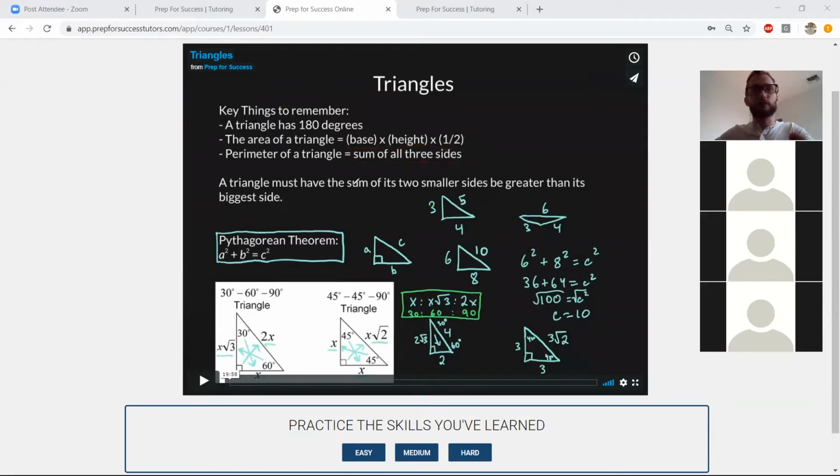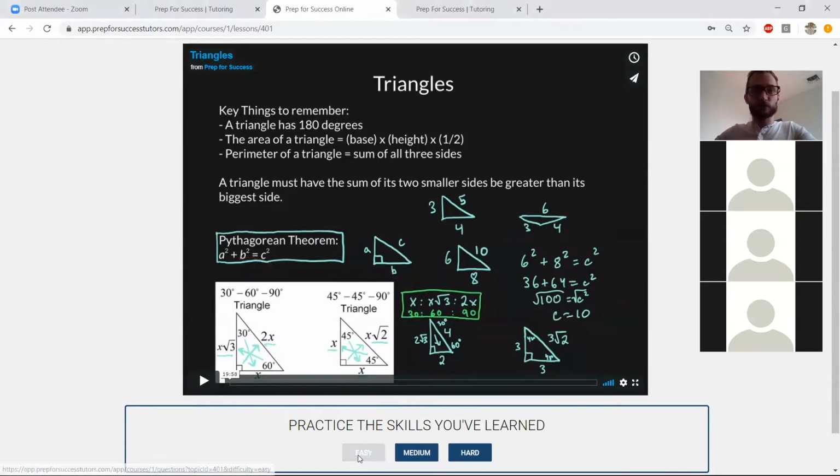Things you probably would have learned already. Pythagorean Theorem, right? It's only for right triangles. A squared plus B squared equals C squared. You want to be comfortable with that. And then also you have your 30, 60, 90 and your 45, 45, 90. These are things that the actual formula sheet on the test will give you. So you're going to receive that information and be able to use that to answer any questions as well. So any questions on this slide, let me know.